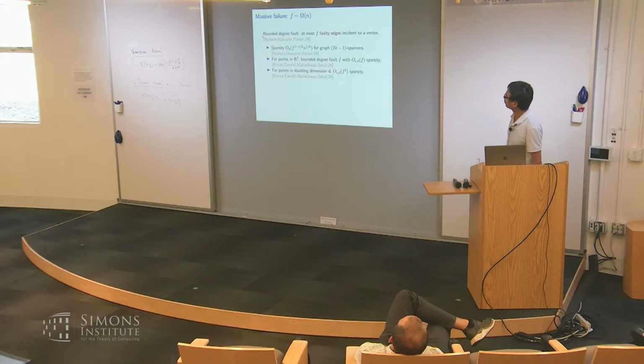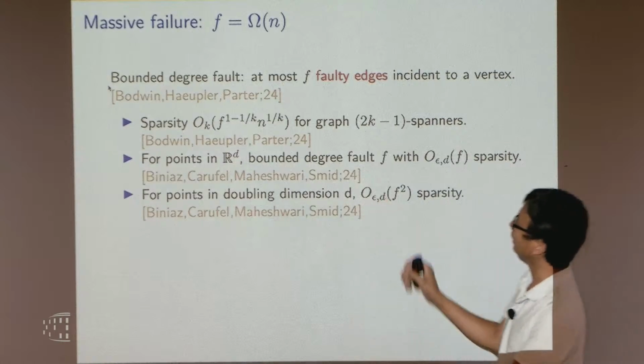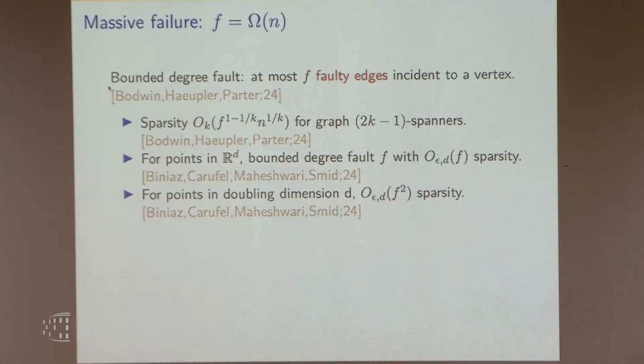And then there is another model called the bounded degree model, which is only applied to edge faults, where up to linear many could fail, but the number of faults incident to a vertex is at most F. So in this model, you can also get a non-trivial bound. This is applied to both the metric and graph settings, where you can get almost optimal bounds in terms of the sparsity and lightness. So there are different kinds of fault models, but in this regime, we have to be really careful with the fault model.